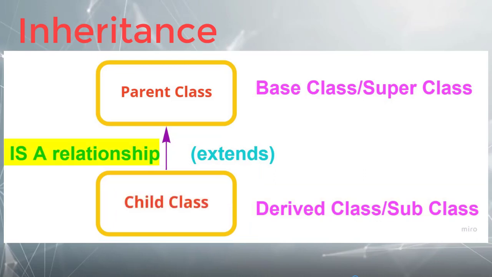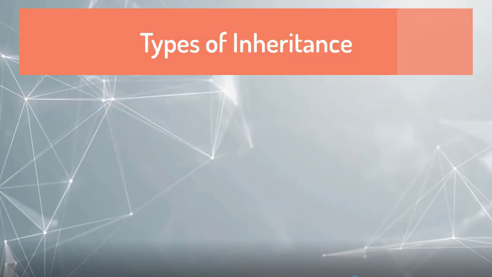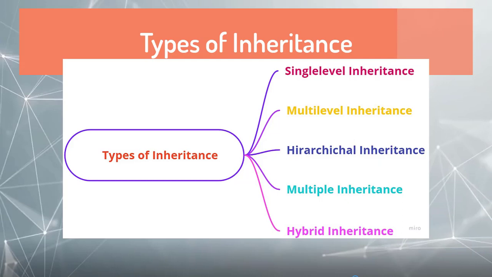Inheritance means there should be an is-a relationship. In Java, for inheritance, we use a keyword called extends to inherit from one class to another class. Let's discuss various types of inheritance. The first type is single level inheritance. Second, multi-level inheritance. Third, hierarchical inheritance. Fourth, multiple inheritance. Fifth, hybrid inheritance.